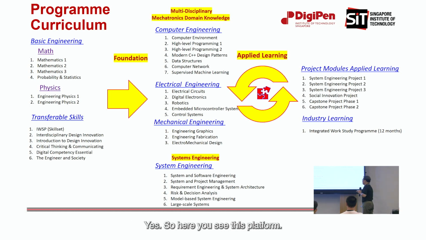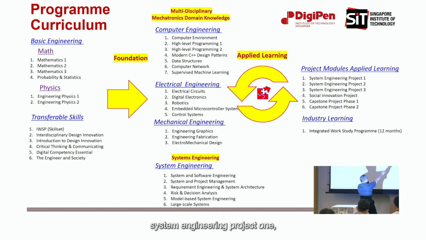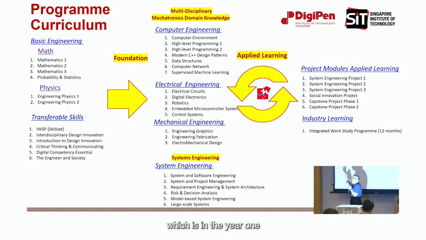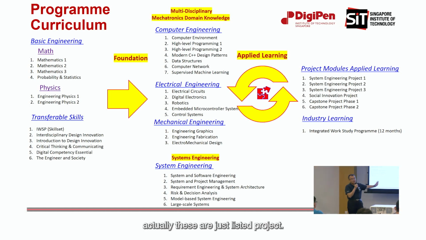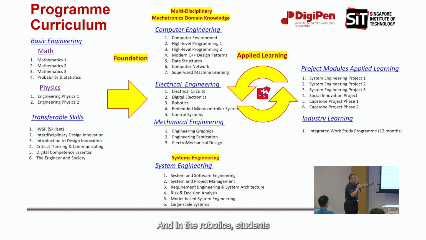Yes. This platform you can see is actually from the course System Engineering Project 1, which is in year 1. These are just listed projects; we call them project modules, and these modules just do the project. But in some other classes, for example the course called Computer Environment, students also have a kind of side project. And in robotics, students also have a side project. They need to do something over there.